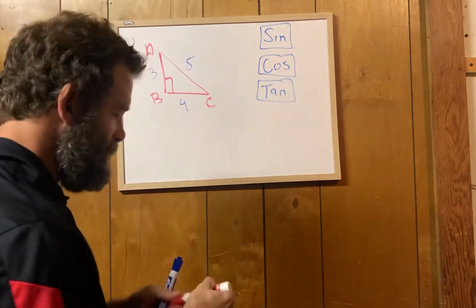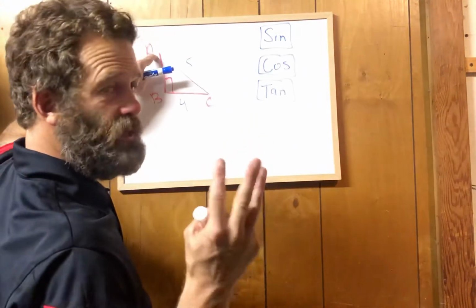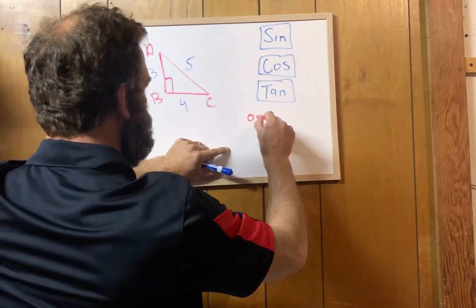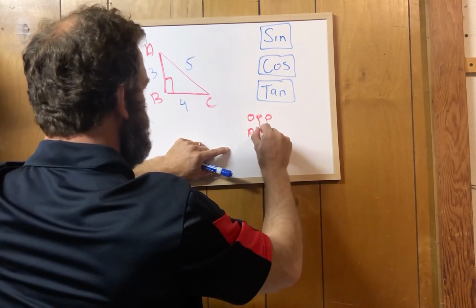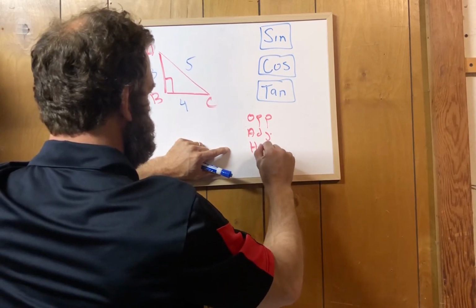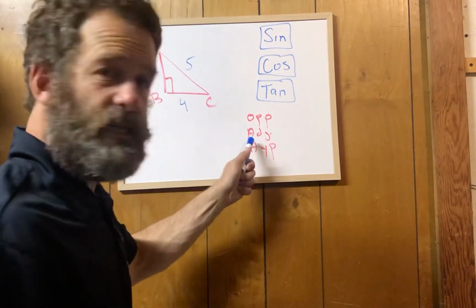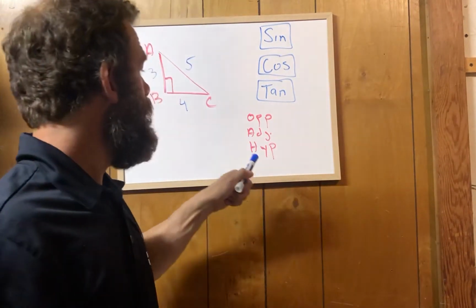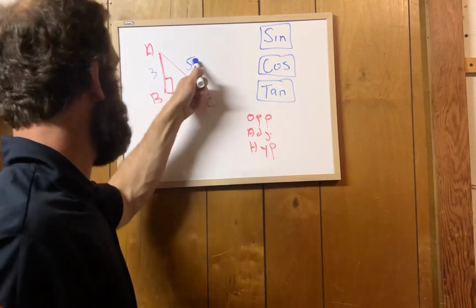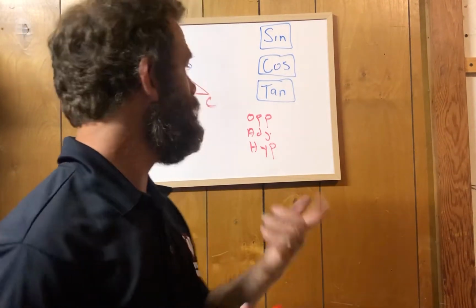Okay, so first off, let's go from angle A. There are 3 different sides. There is the opposite side, adjacent side, and hypotenuse. Opposite is across. Adjacent means next to. Hypotenuse is always this side across from the 90-degree angle. I know you guys are probably saying, what the heck is he even talking about? You'll see what I mean in a second.